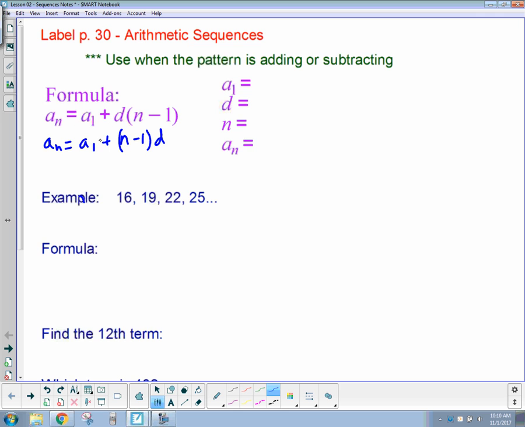Now, like I said, the state formula is going to have the D at the end, and D is going to be for difference. Let's go ahead and fill that in. A1 in the formula is going to represent first term. N is going to be term number. And AN is going to be value of term.